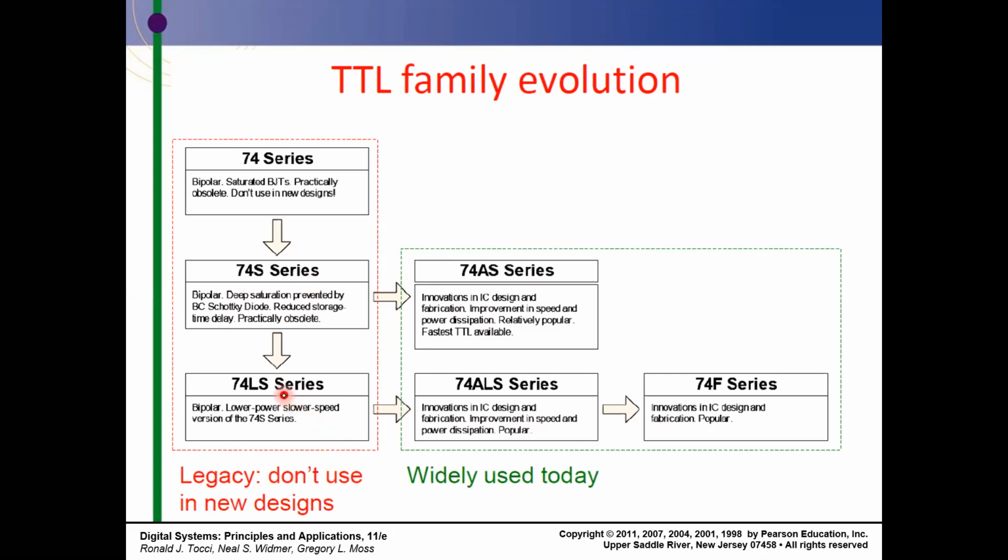Then came 74LS, which means low power. L stands for low and S stands for Schottky, low power Schottky. But because power and speed always go opposite, if you try to reduce power, the speed also reduces, and if you want to increase the speed, then you need to compromise on power. You have to give power.